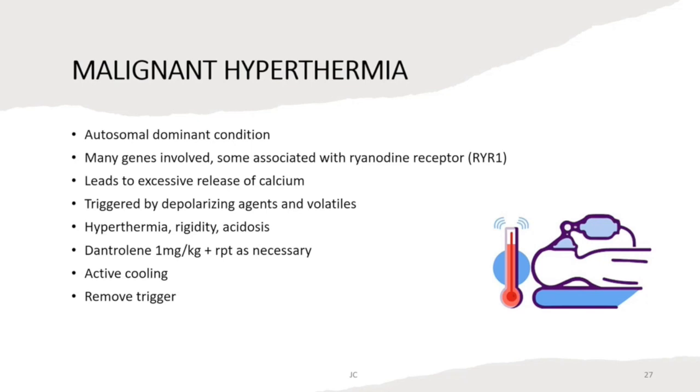The treatment for this is dantrolene at 1 mg per kg, and you can repeat the dose as necessary. And this just seems to inhibit the excitation-contraction coupling. Treatment should also involve some conservative measures like active cooling, and you should remove the trigger. So including if you've got sevoflurane in your circuit, you should try and wash that out, and even to the extent of changing your anesthetic machine.